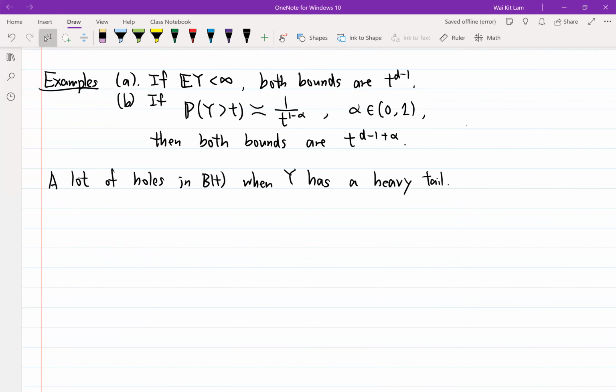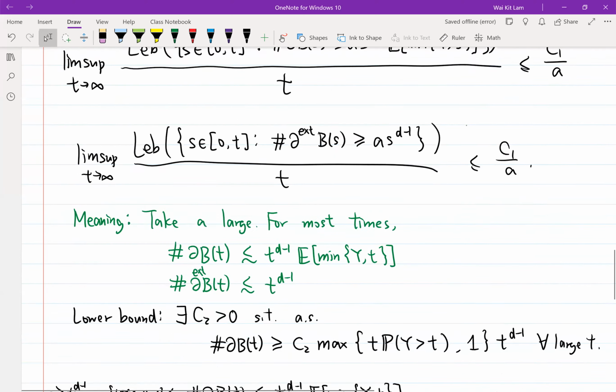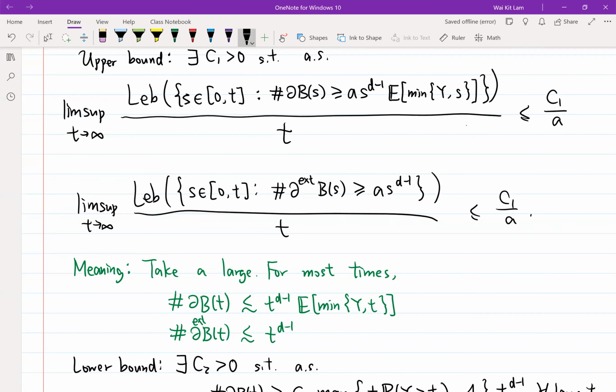So of course, the natural question will be, how can you describe the holes and what do we expect? Okay. But before that, actually, these two are not the only things that we proved. Because the upper bound holds only for most times, it is not very satisfactory in some sense. So are we able to prove something stronger if we assume something more? Can you show the upper bound holds for all times instead of most times?